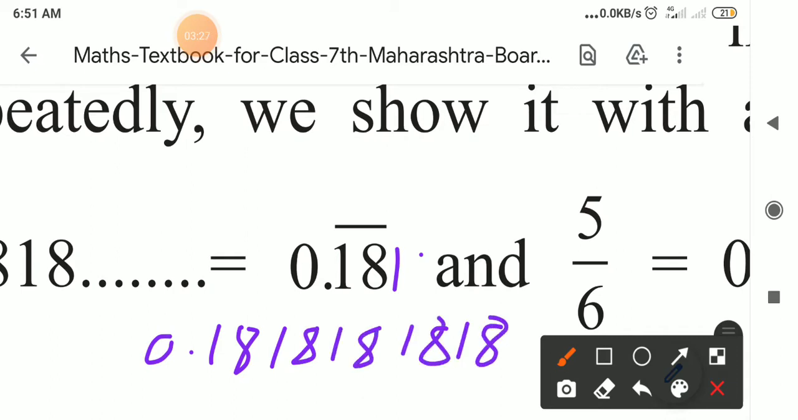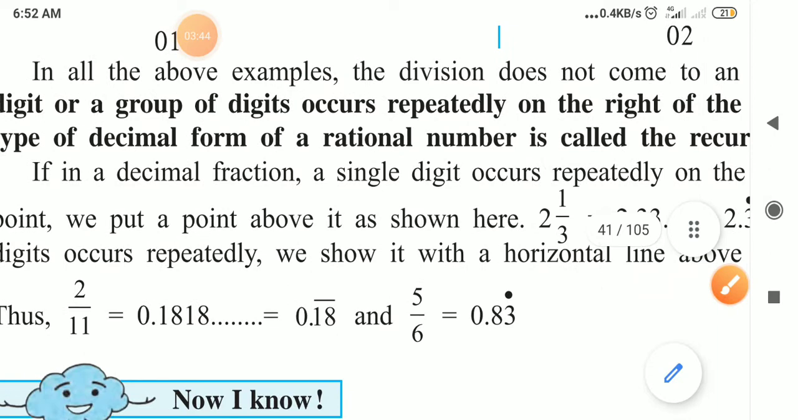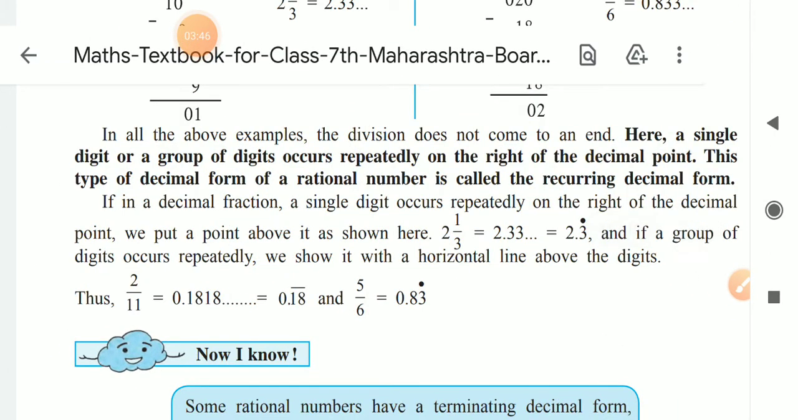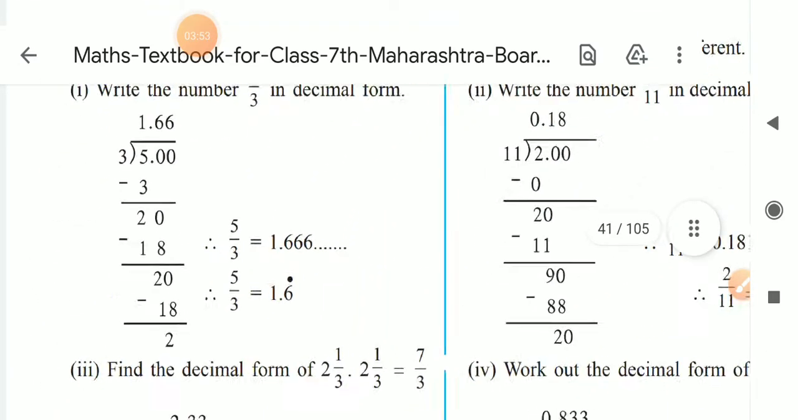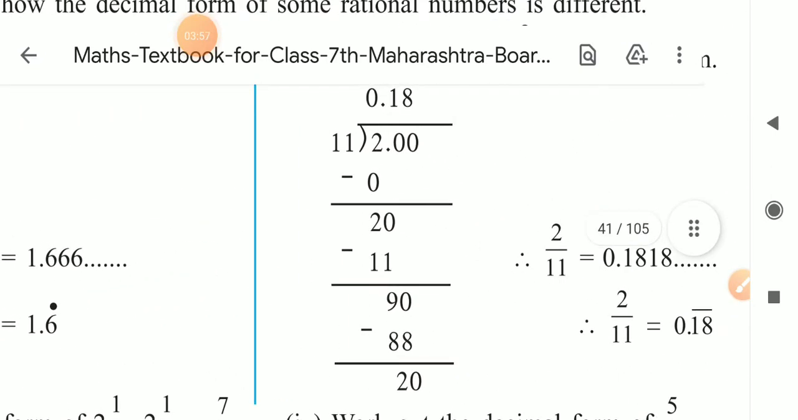Then in that situation, what do we have to write? We have to write 0 point, and the group of numbers that is repeating, 18, we just give a bar on it. This is called a bar. If a single digit is there, we give the point, and if a group of numbers is there, we give the bar on it. So we show it as a horizontal line above the digits. We give the point or bar because the same number is repeating when you solve this.